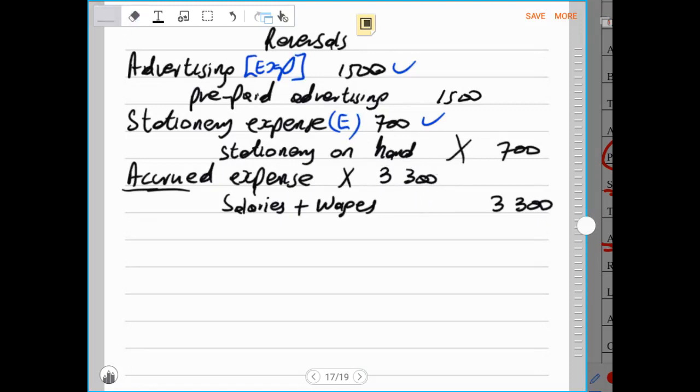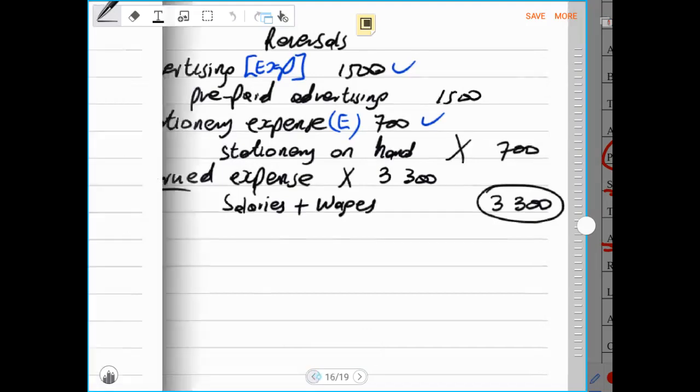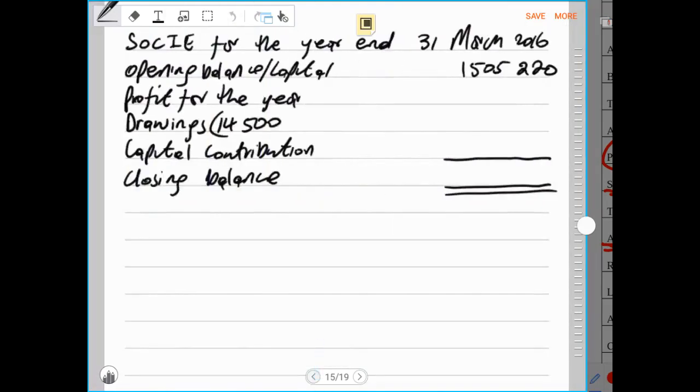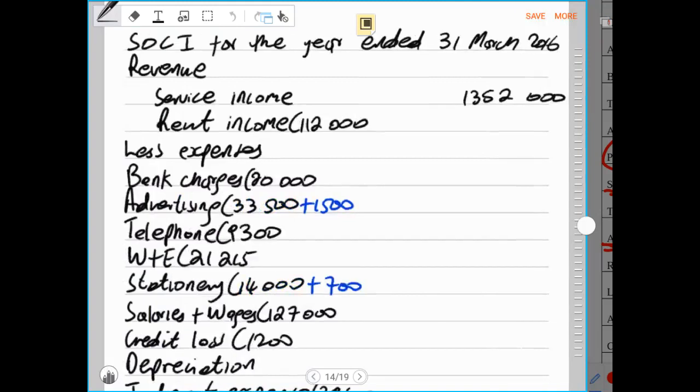So now we have to record only the salaries and wages by 3,300, where our salaries and wages will have to be reduced by 3,300 rand under the statement of comprehensive income. So now we go to our salaries and wages. We say less 3,300, which is the reversal entry, less 3,300 rands.